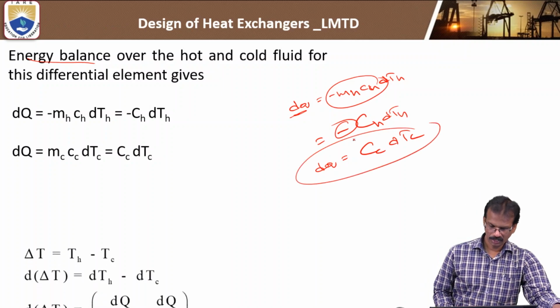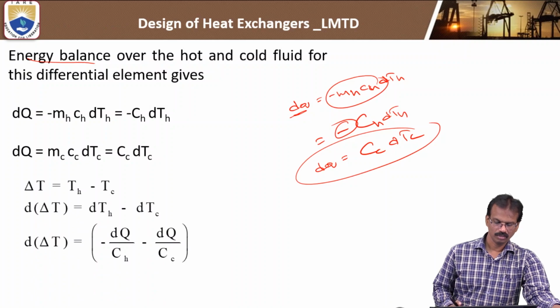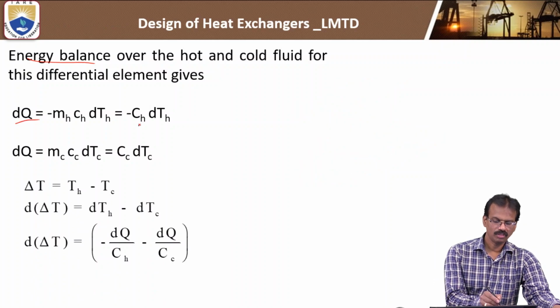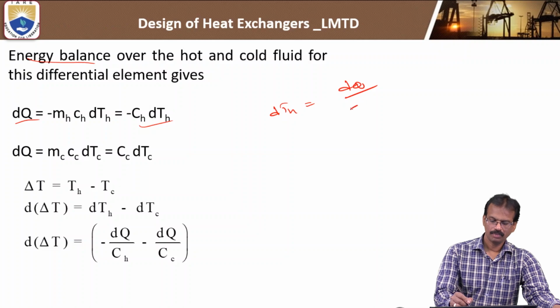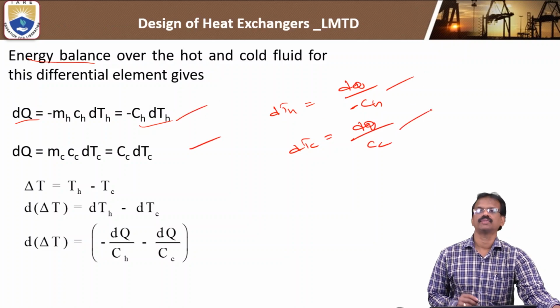Then we can rewrite like this: dTH is equal to dq by minus CH. Similarly, dTC is equal to dq by CC. So from these formulas we can rewrite like this.